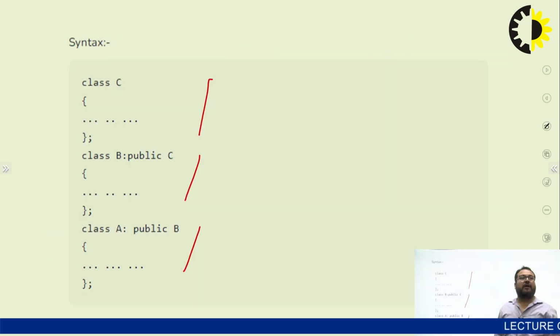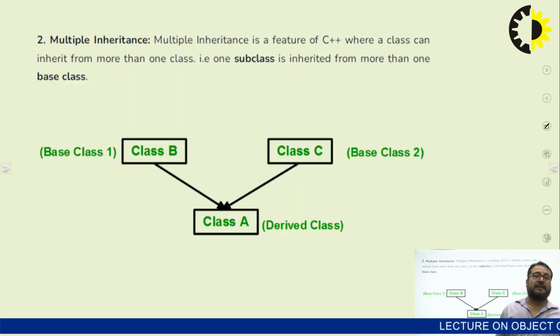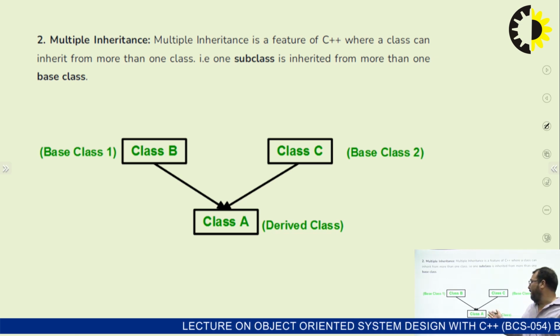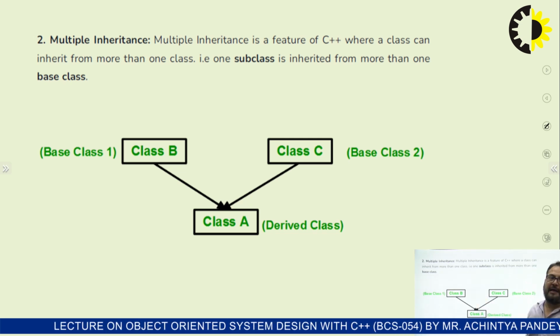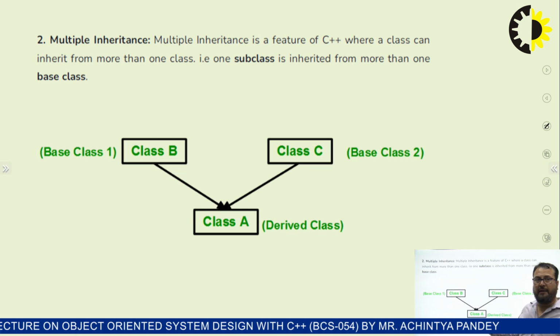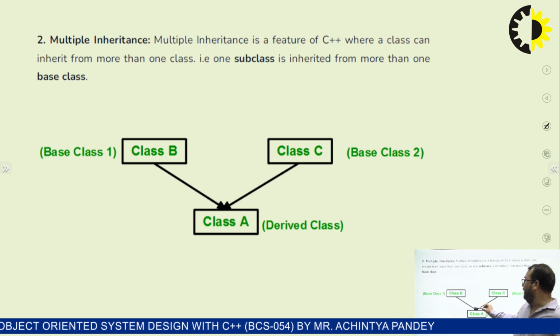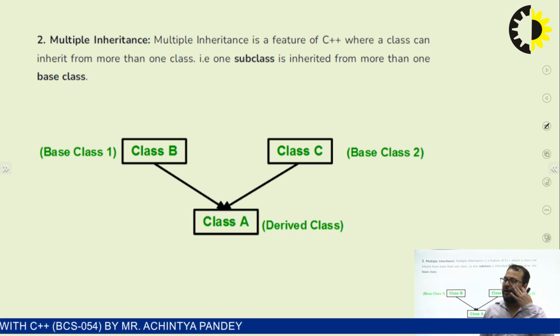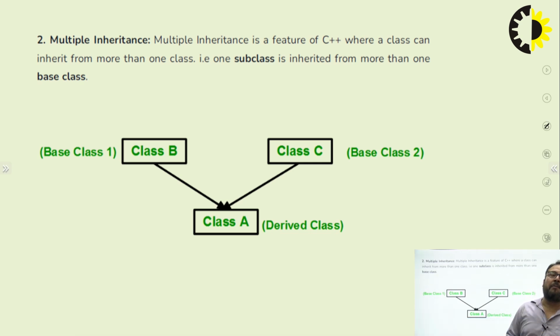Okay. The third one is multiple inheritance. Meaning of multiple inheritance: if a class has more than one base class. For example, let's see in the figure, class A has two parent classes, which means there are two paths. B is inherited by A, and C is also inherited by A. So this type of inheritance is called multiple inheritance, where a class has more than one base class.